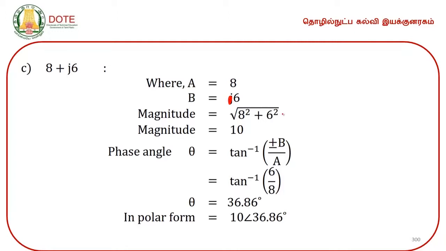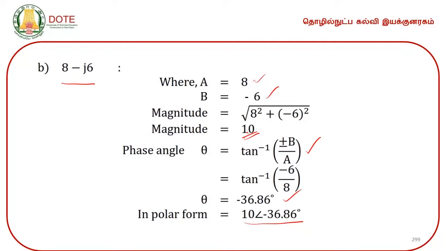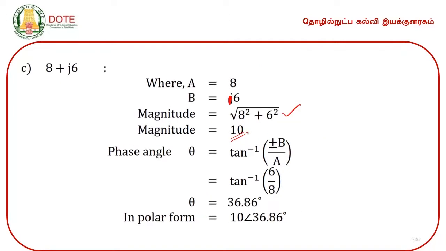Then we need to find out the magnitude, 8 square plus 6 square, taking square root, we get 10. So, the magnitude remains the same. When you compare the previous problem, 8 minus j 6, and 8 plus j 6, the magnitude remains as 10. Whenever you take the square root, the minus becomes a positive. So, magnitude always remains the same.